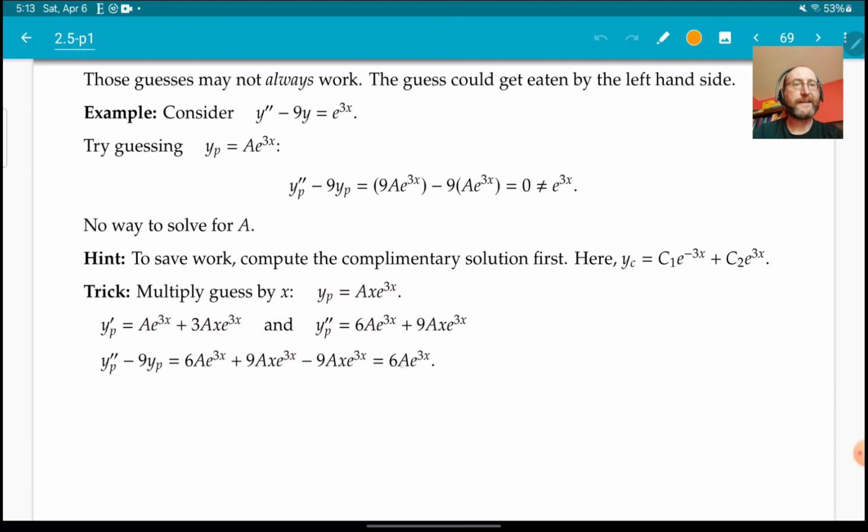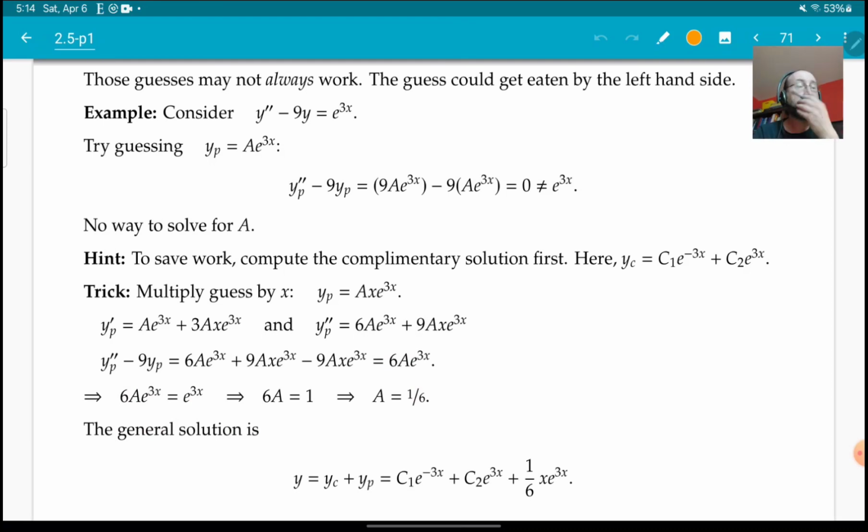So I'm going to get 6a e to the 3x. Oh, the x e to the 3x vanished. Great. I don't even need to worry about it. And a, I can now choose to be whatever. So if I do that, I want this to be e to the 3x, right? That means that 6a is supposed to be 1, so a is 1/6.